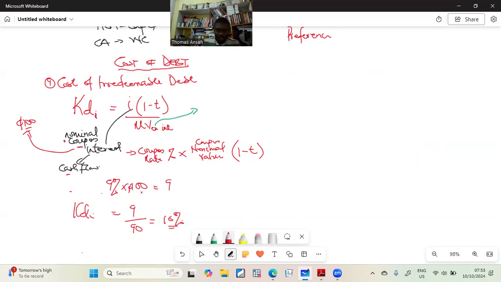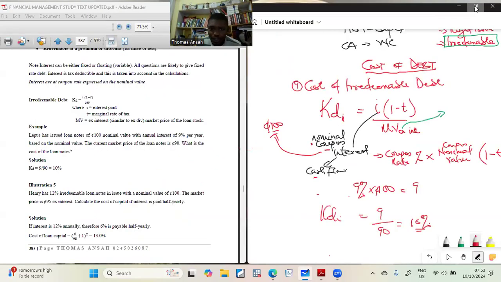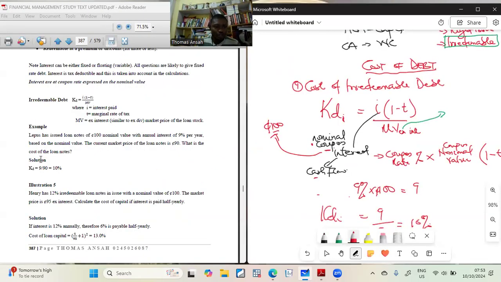All right, so that is that. And we have an example here that I want you to look at. This one is the Lepus example, who has a loan note of 100 cedis nominal. So that is the coupon. The nominal, so always use that. And the nominal value with an annual interest of 9%. So that is our interest. Then it's done per year, so it means the interest is a full year interest.